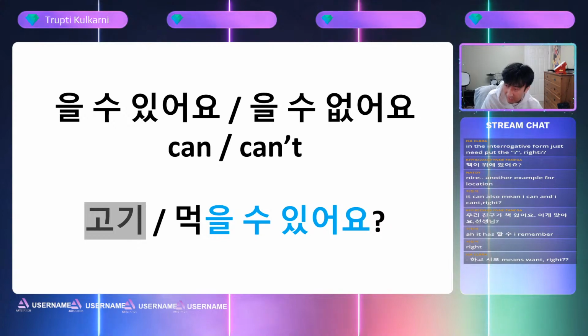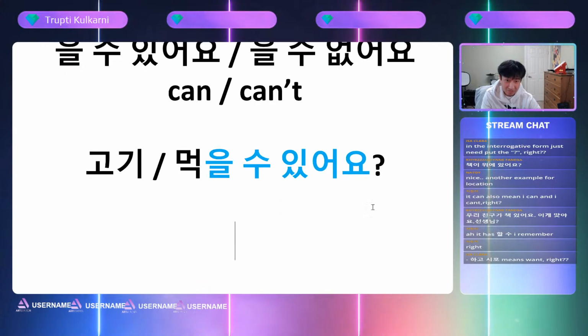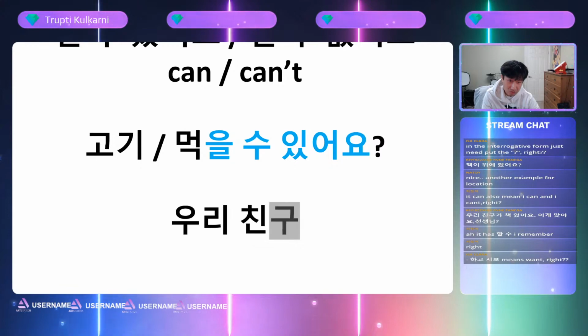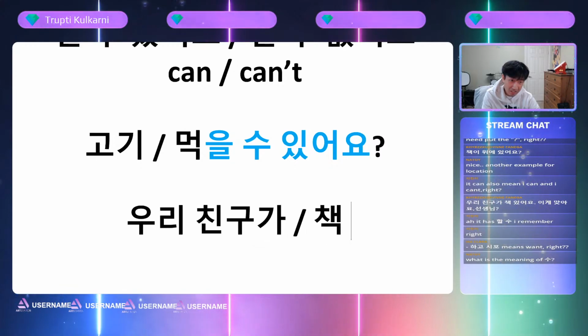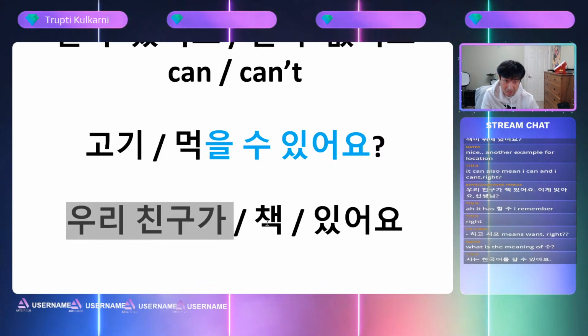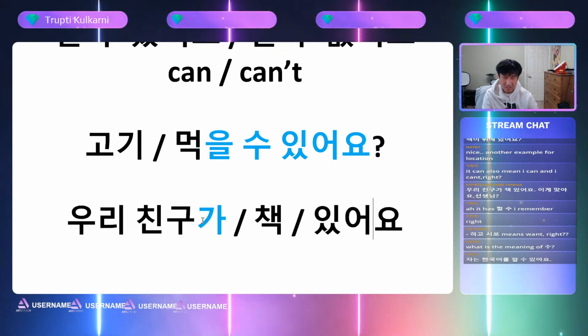우리 친구가 책 있어요. Yes, that's correct. My friend has the book. 우리 친구가 책 있어요. So my friend book has. And you know why this is the ka particle, right? It means my friend is the one that has the book. Specifically my friend.